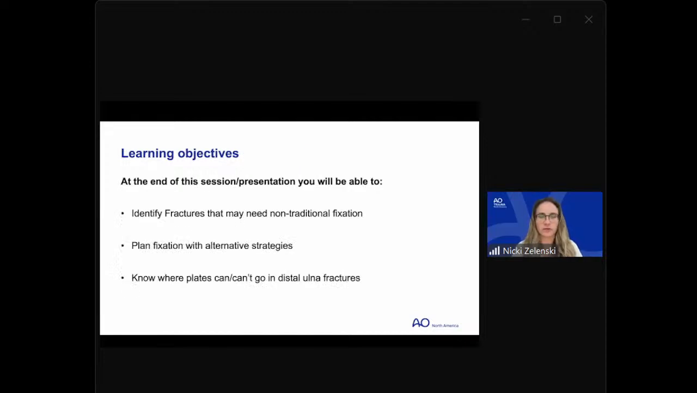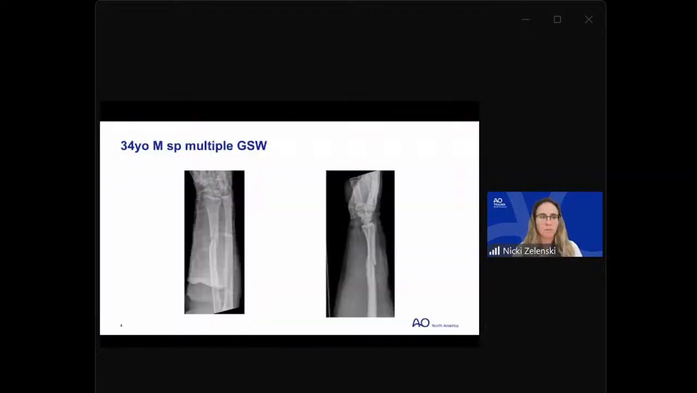And these are my objectives for y'all at the end of the session. I'm hoping you'll be able to preoperatively identify fractures that might need non-traditional fixation and plan fixation with alternative strategies. But most importantly, know where plates can and can't go in these distal fractures, specifically distal ulna fractures. But let's start with the radius.